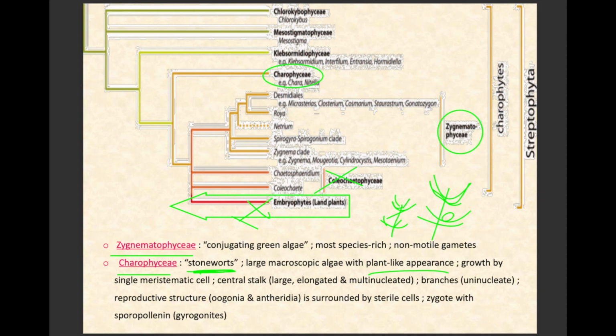So yung mga sporopollenin na yan, nakita nila sa mga fossilized spore. Pag fossilized na yung spore na yan, ang tawag na natin dyan ay gyrogonites. These are your fossilized spore na nakita nila kahit sa mga extinct representative ng ating Charophyceae. So, yeah. And that's your Charophytes.